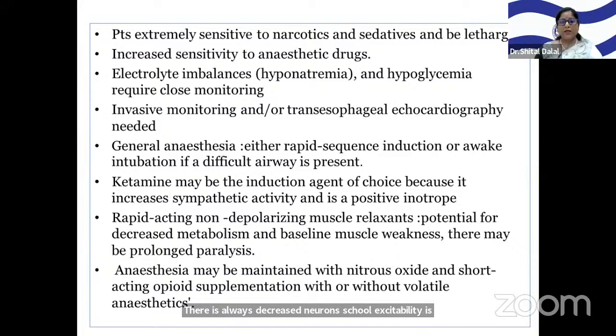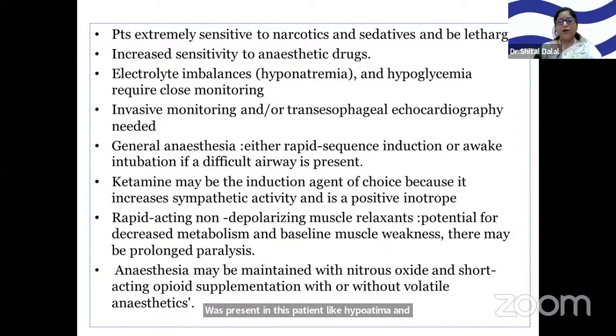These patients are very sensitive to narcotics, sedatives, and lethargics. So be cautious whenever we are giving narcotics and sedation to this type of patient. There is increased sensitivity to the anesthetic drugs. Electrolyte imbalance is always present in these patients, like hyponatremia and hypoglycemia, which requires close monitoring.